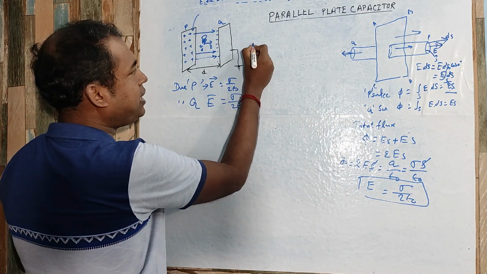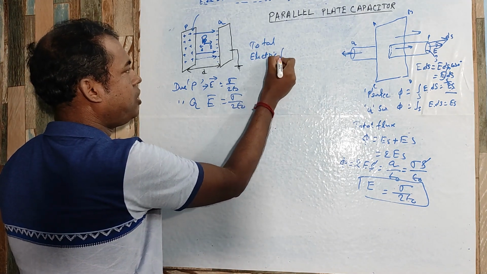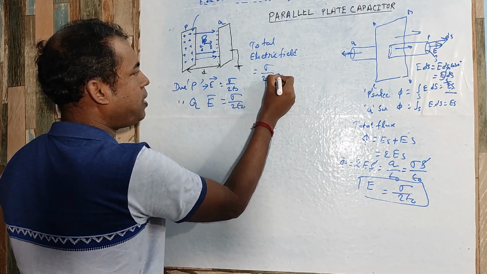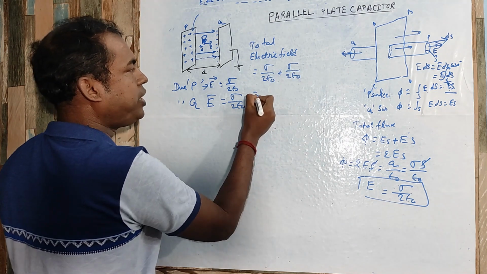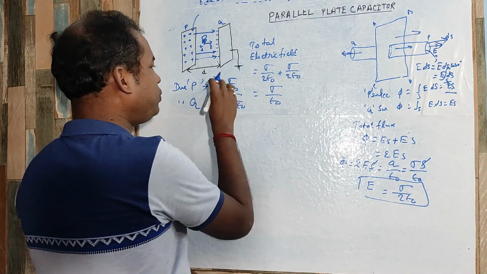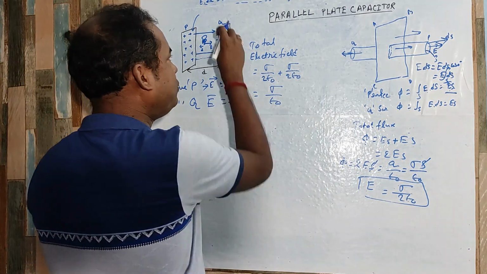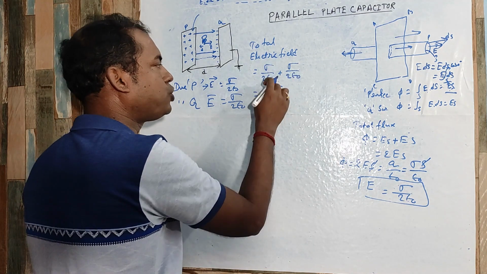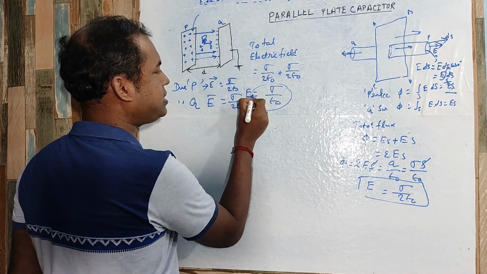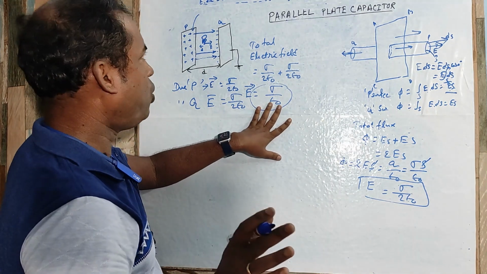So now, what is the total electric field? It equals sigma by 2 epsilon naught plus sigma by 2 epsilon naught. When we add them together, we get sigma by epsilon naught. Now it is clear. Sigma by 2 epsilon naught is the electric field due to one plate, and sigma by 2 epsilon naught is the electric field due to the other plate. So if I add them together, we get sigma by epsilon naught. This is the total electric field. Okay. So now what is the dV?